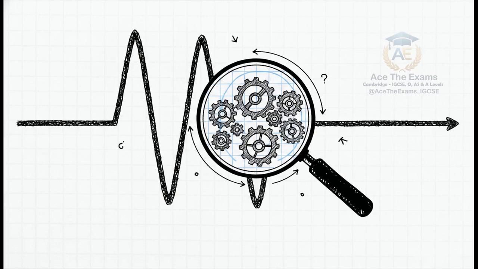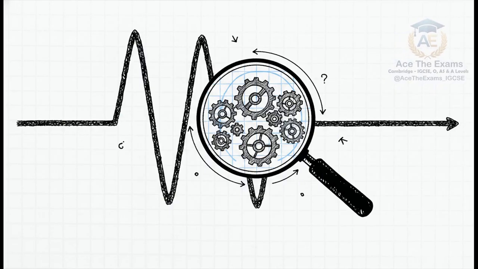Your point might be identifying a translation in the graph. Your evidence is the specific coordinate shift you pulled from the equation. Your explanation is demonstrating exactly why changing the coefficient caused that shift mathematically. And finally, your link ties it all back to the specific domain given in the question.